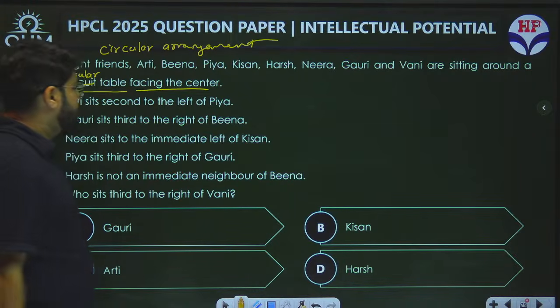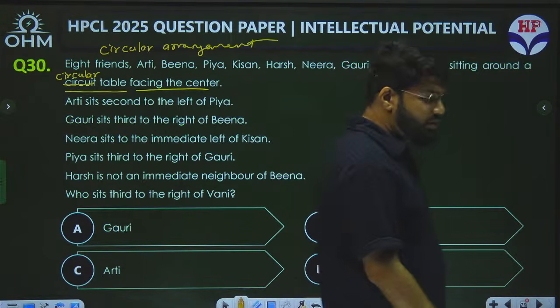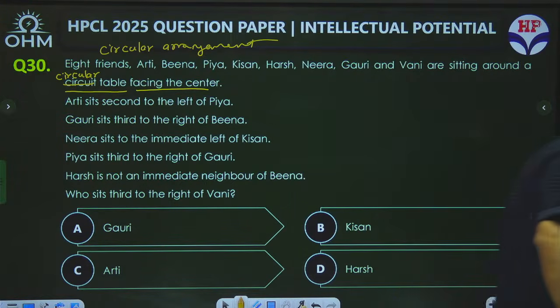Circular arrangement. Right. Please read this and answer. Just try to make that combination.